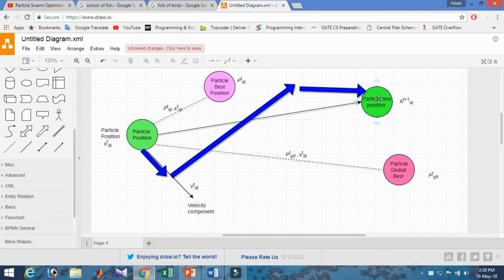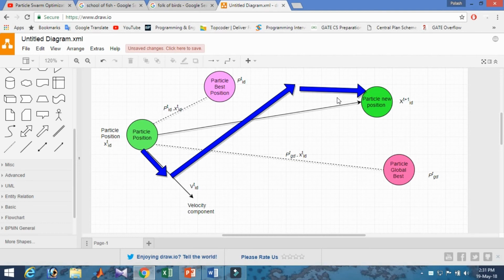So what will be the particle's new position? We need to calculate the particle velocity here. The velocity will be like this: the particle came from that direction, so it will be the velocity component v_t, plus it goes in that direction, and this direction is parallel to the particle best direction. So we add this component, plus it goes from there to here. This component is parallel to the global best direction, so we add this component. So it will be the particle velocity, from here to here.